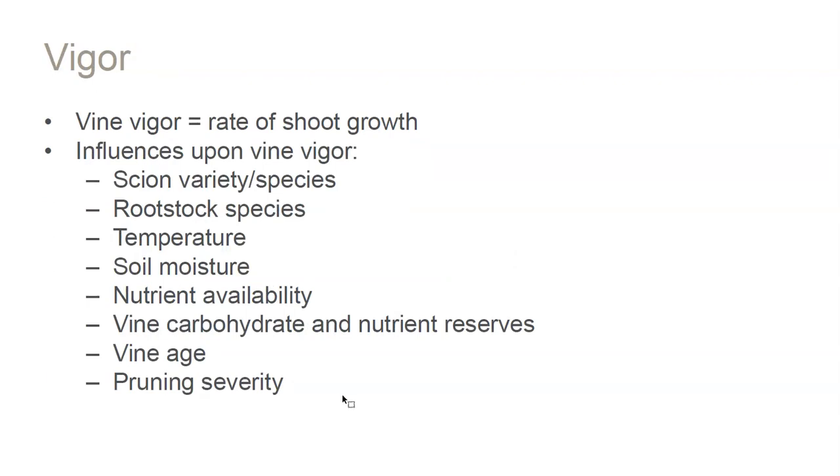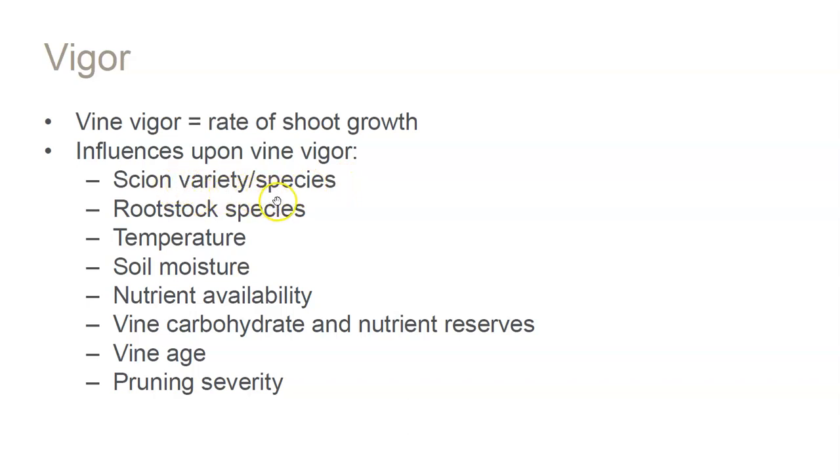Vigor, you're going to hear me say this a lot in this class. Vigor is just the rate of shoot growth. It's often correlated to vine size as well. A vine that's very vigorous is quite big usually and has quite dense canopy, but not always. Sometimes it's just growing really quickly.